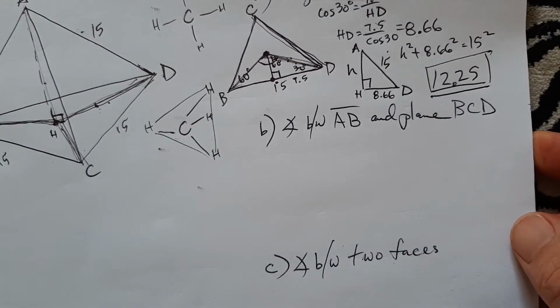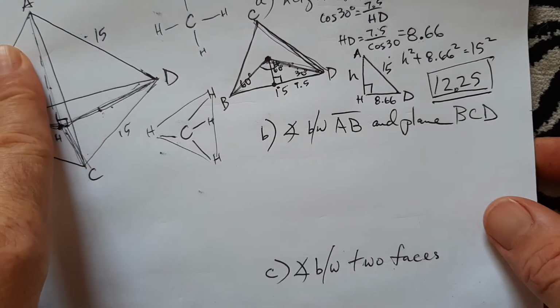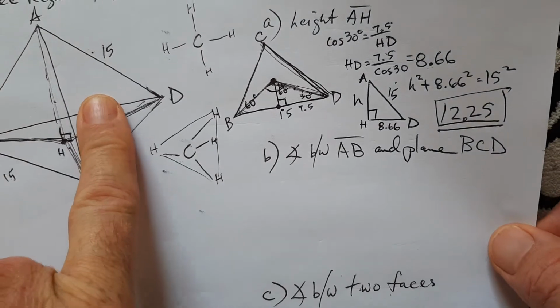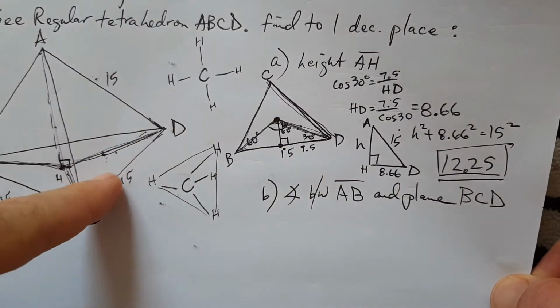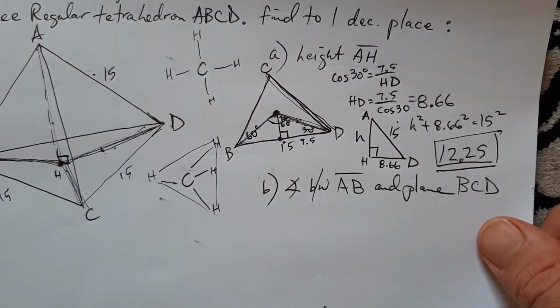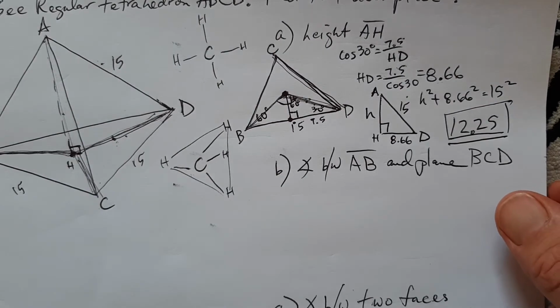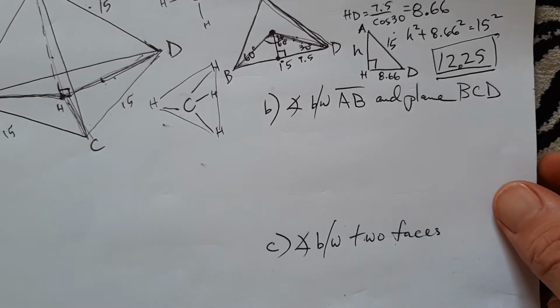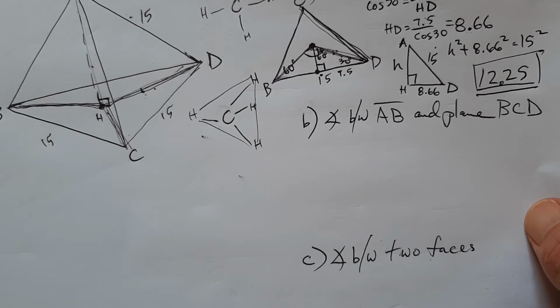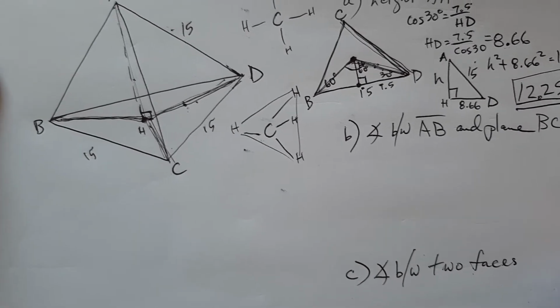It wasn't so bad, but it is difficult to see. So every time you got a 3D figure, I suggest breaking it down into two-dimensional triangles, right? Because we're doing trigonometry, which is triangles. Okay, the angle between AB and plane BCD.